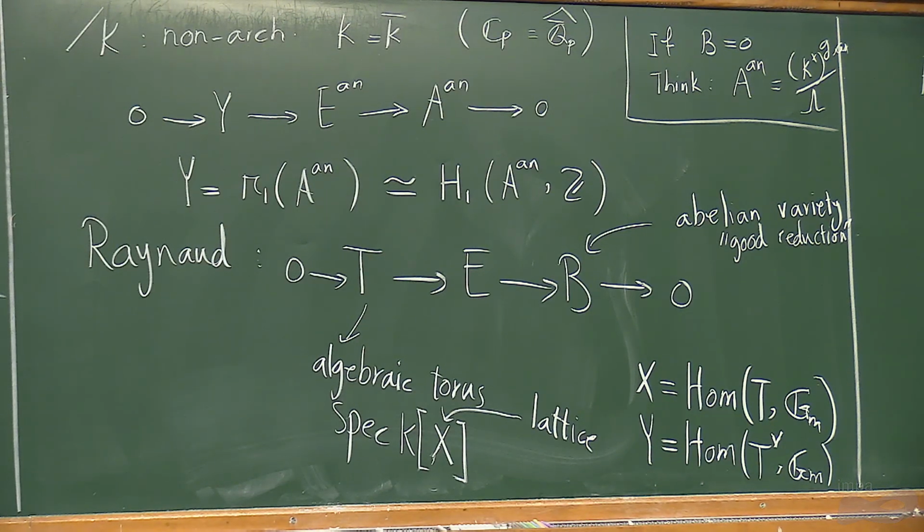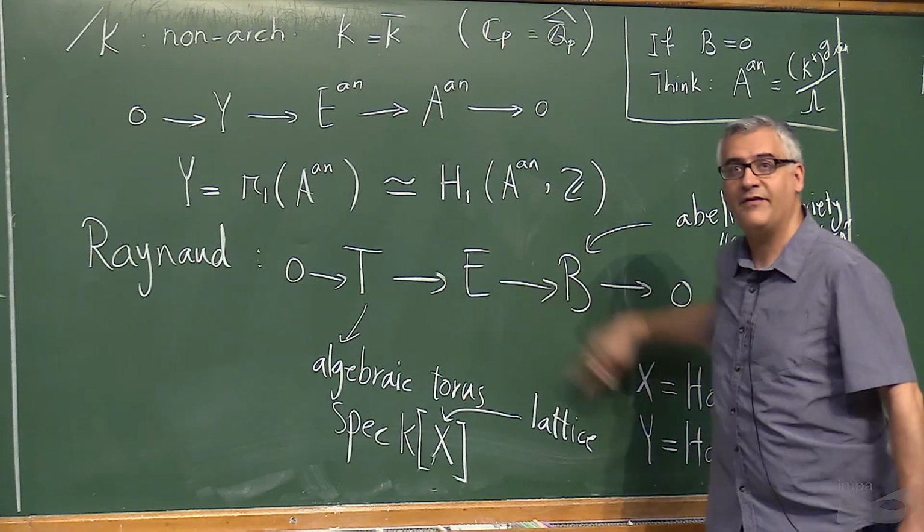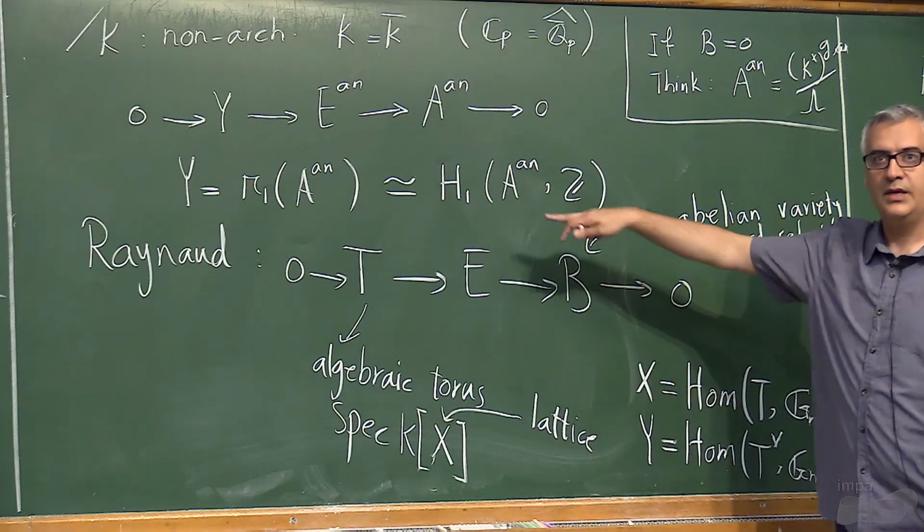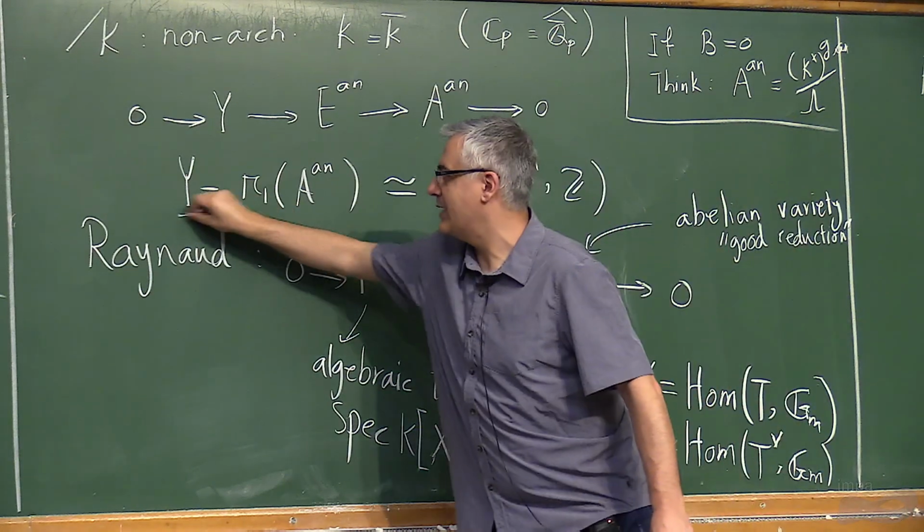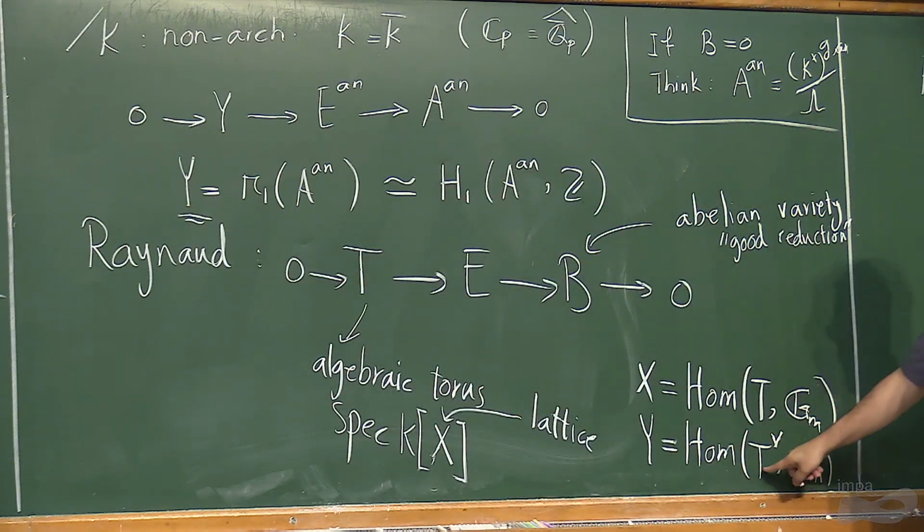The upper Y is the same as the lower Y. Say it again. This Y is the same Y, yes. I haven't made a mistake. So I'm saying the fundamental group can be described as the Hom of the dual torus to G_m. Thank you. Any other confusion, questions?